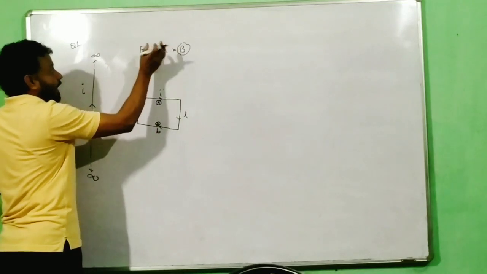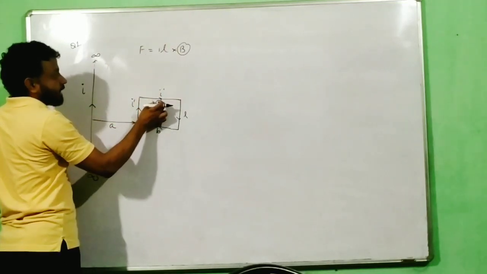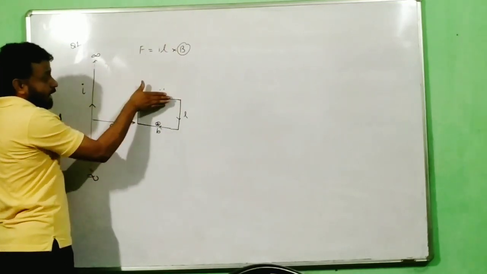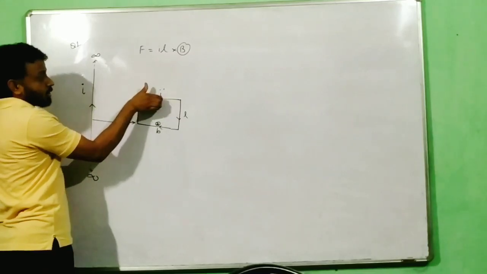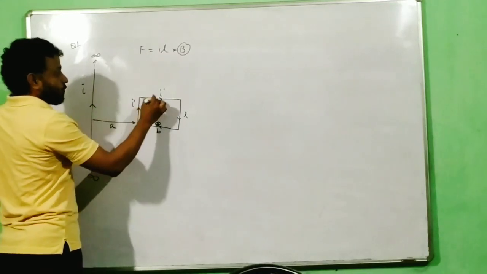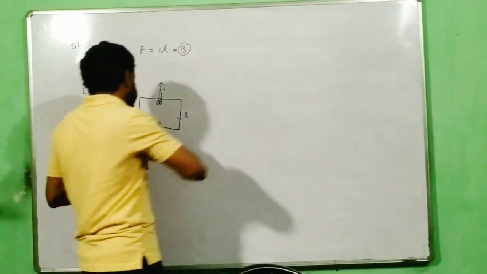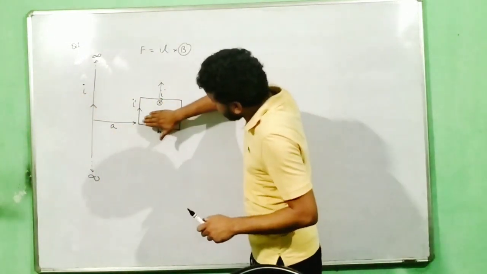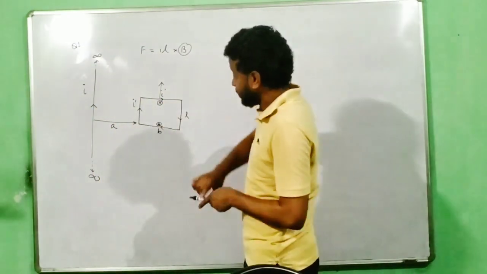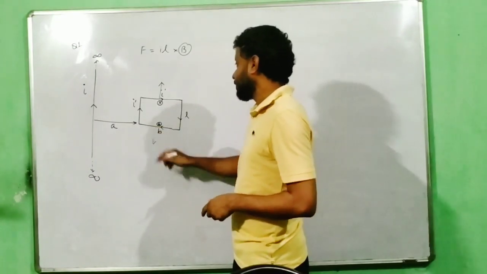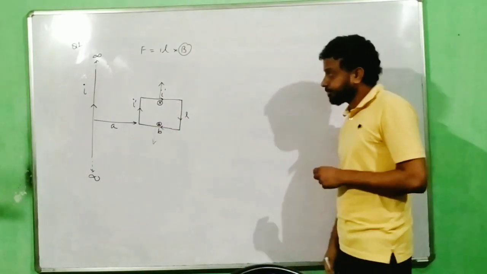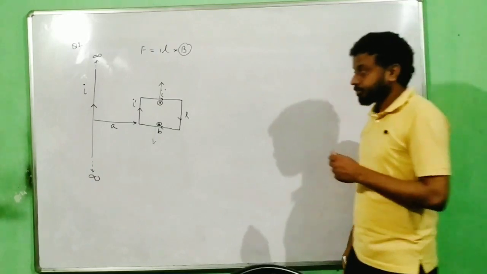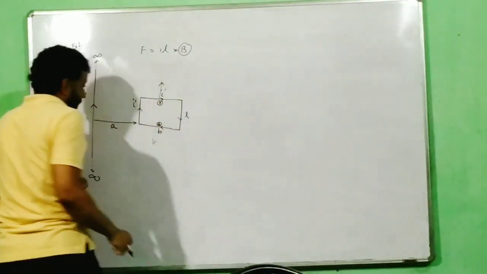The second part will have IL, so this is having I dash L. IL cross B. Force is in the upward direction. So force here will be in the upward direction. What about this one? This one will be IL cross B, and the force will be in the downward direction. They cancel each other.